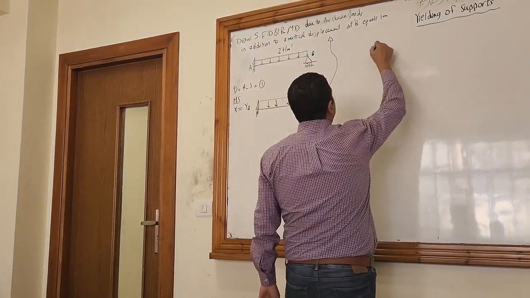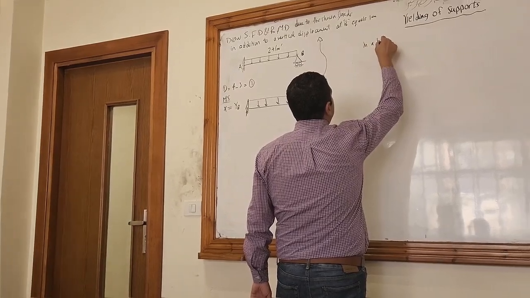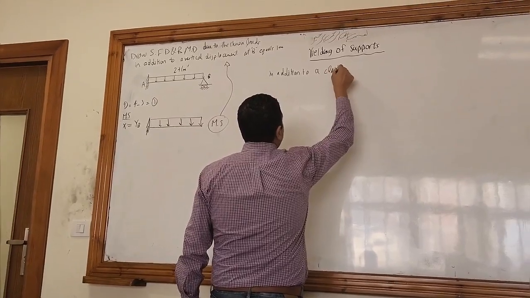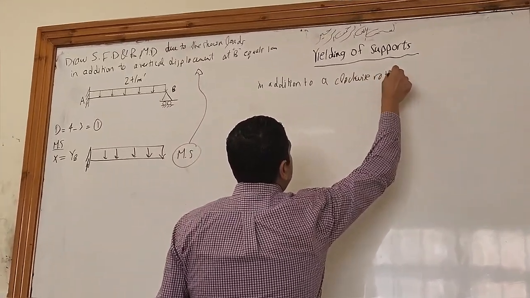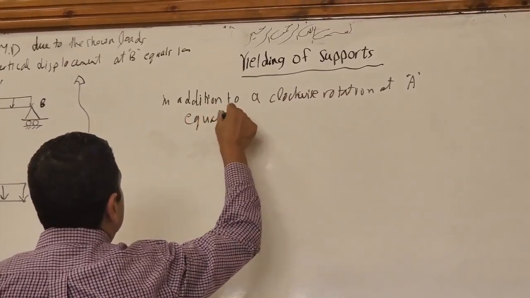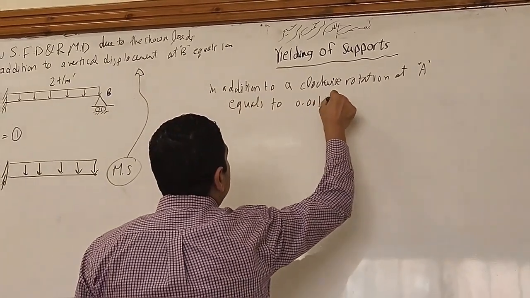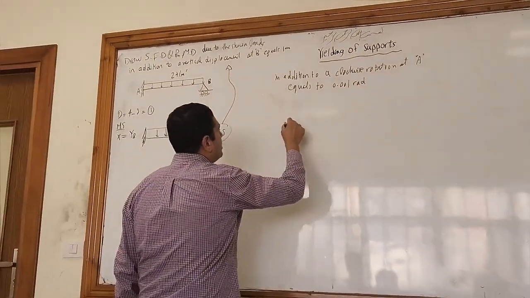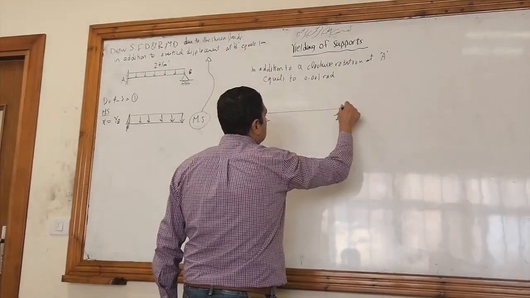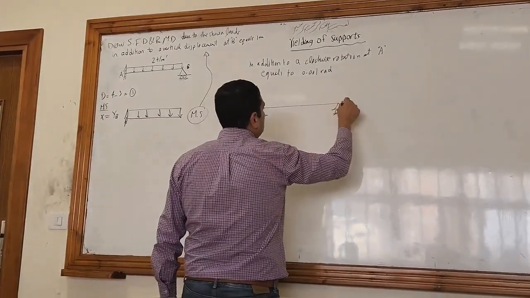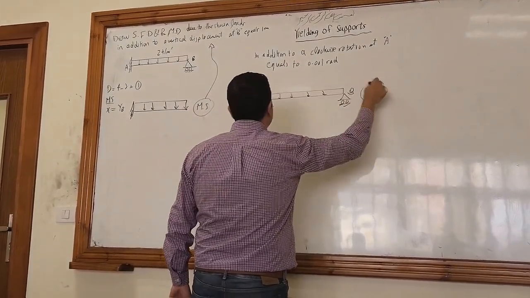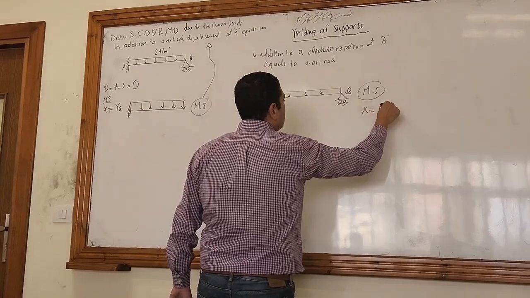If you told me, in addition, a clockwise rotation at A equals 0.001 radian, what will be the main system? It will be hinged roller. This will be the main system here. So I have to remove the M.